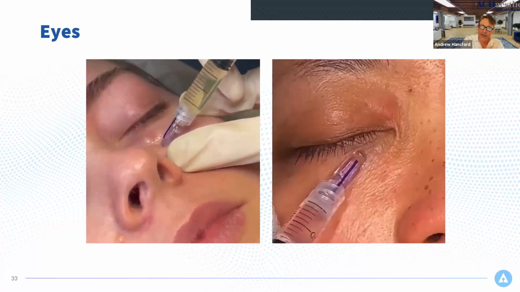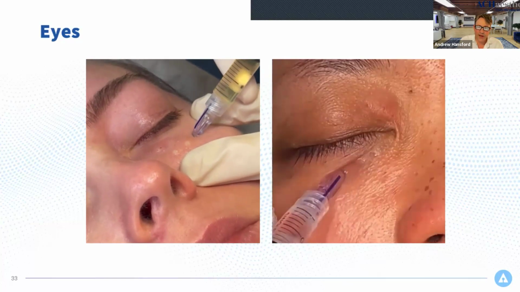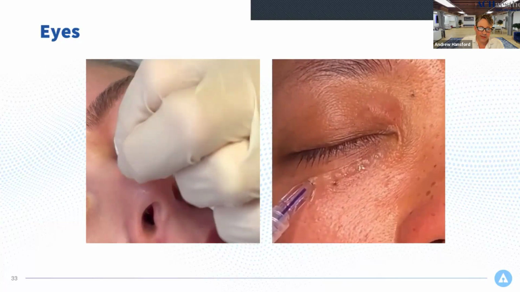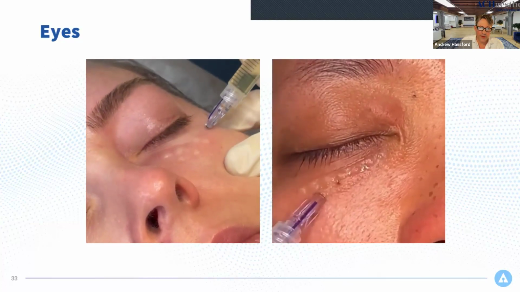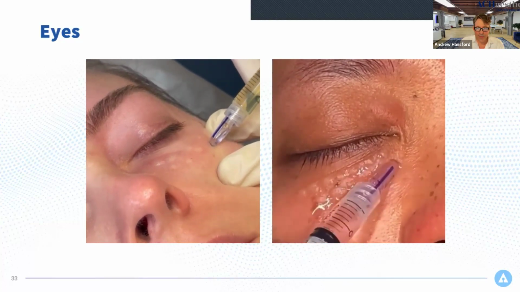This is me actually doing it, so you can see how close you can get to the eye and also how incredibly quick it is. It just gives you such safety and ease of application.